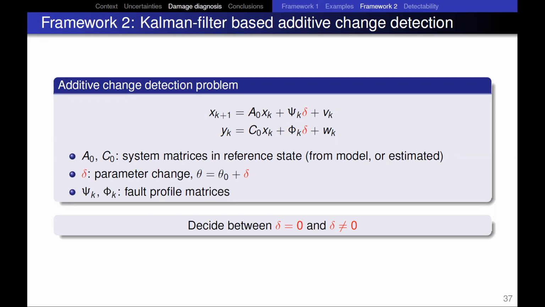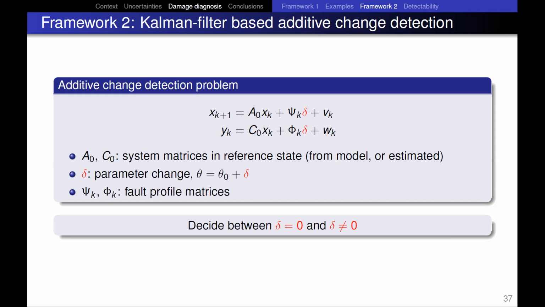So we have some system matrices in the reference state, A0 and C0, and if there is a change in the system that is defined by a parameter change delta, then some additional terms in our state space model get activated. In the reference system, our delta equals 0, so we have a standard state space model. If there is a fault happening, then those two terms get activated. Those matrices psi k and phi k are called the fault profile matrices that describe how the change in the parameters acts on the states and on the outputs of the system. And then we need to decide if our delta is 0 or not.